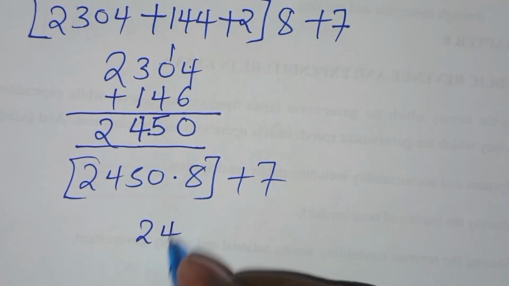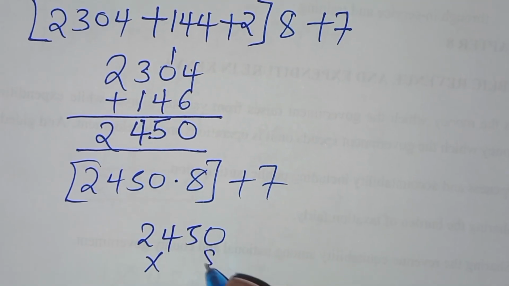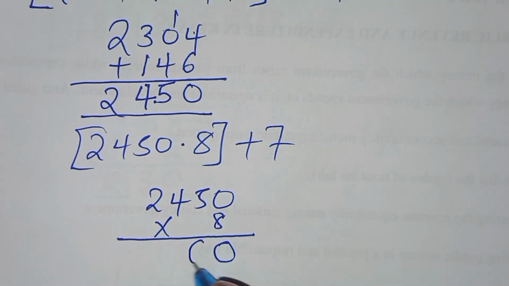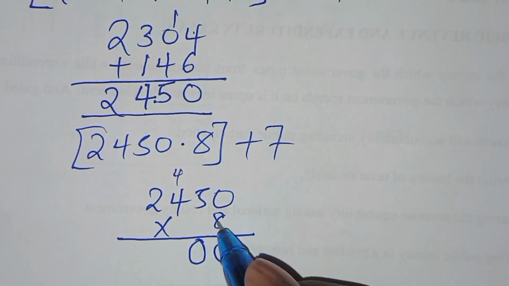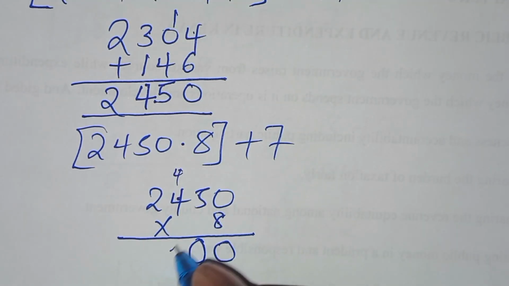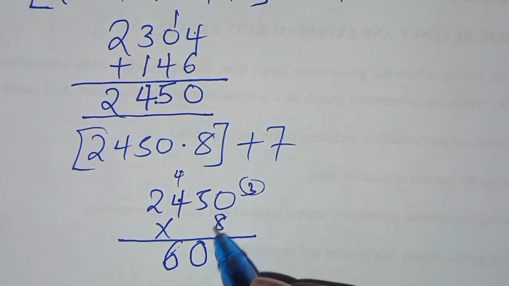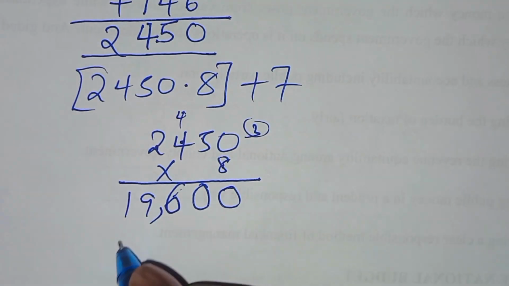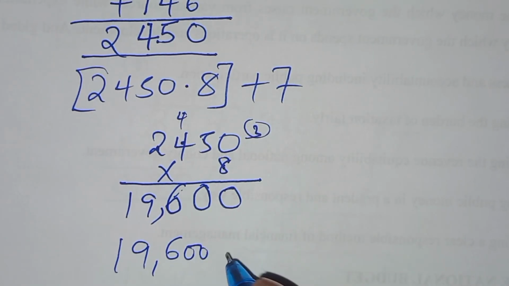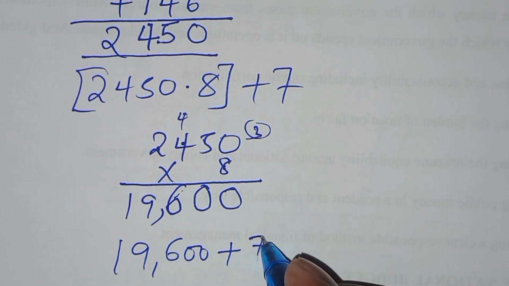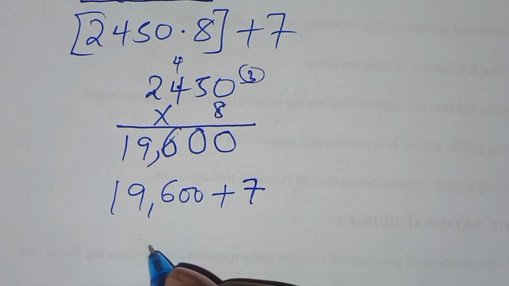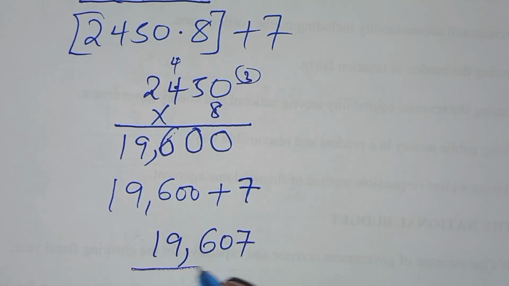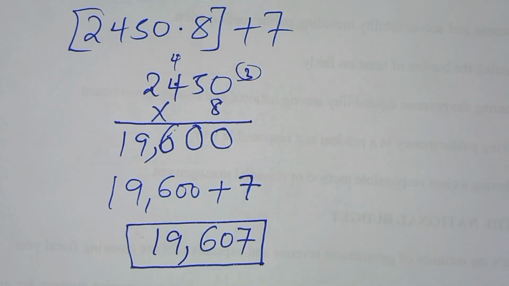So you will have 2450 times 8. So 0 times 8, this is 0. 8 times 5, this is 40. So 0 carry 4. 8 times 4, this is 32 plus 4, 36. So 6 carry 3. Then 8 times 2, 16 plus 3, this is 19. So we have 19,600 plus 7. So that now the solution to this problem is 19,607. So this is the solution to this math problem.